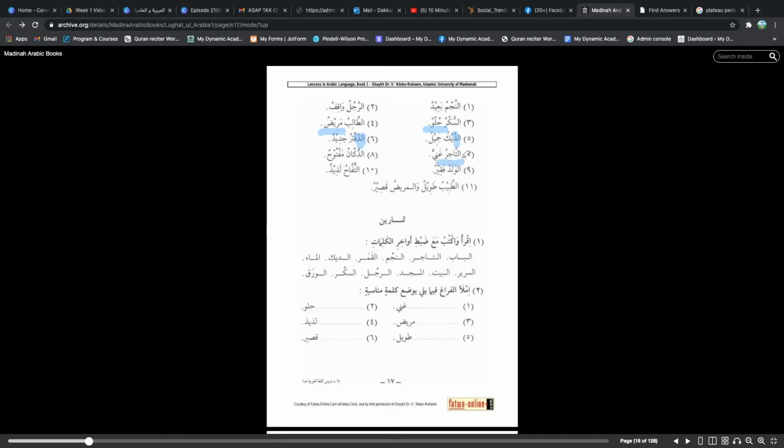At-tajiru, if you remember, tajirun is a merchant. At-tajiru, the merchant. Ghaniyun is rich. At-dukkanu, the store. At-dukkanu, and you notice there's a shadda over the dal because it's a sun letter, and there's also a shadda over the kaf. Okay, so because those sounds should merge with each other.